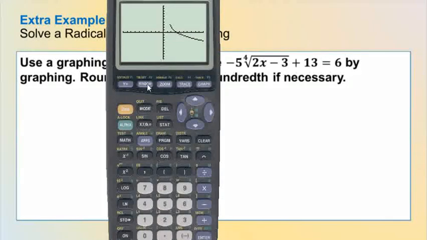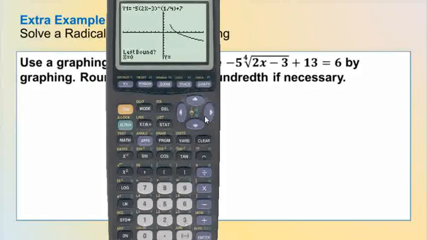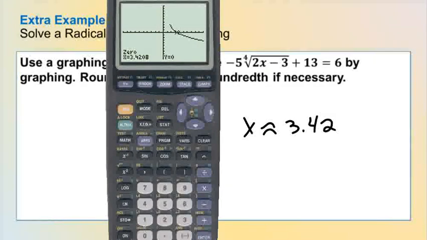Now if I hit graph, I see that it crosses here, so I hit second, trace number 2, the zero. Left bound would be here above, right bound below. Enter, hit enter a third time, and we should get 3.4. So x is about 3.42.